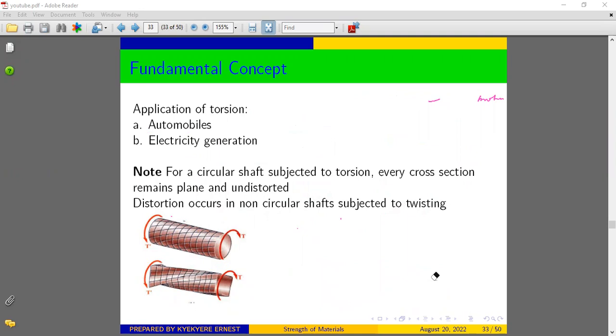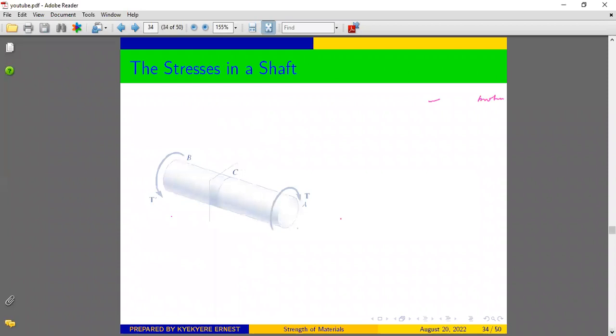Good. So having established this, let us now go to the shear stresses in shafts. Good. So if I have a shaft from A to B passing through the point C, and this shaft is subjected to couples which are causing twisting motion, then the bar is going to deform. But we are saying that the circular cross section is going to remain the same. Therefore, if I cut through the portion C and I draw my circle like that, I'm still going to get my circular cross section. So let's take it that this is the center of that circle.